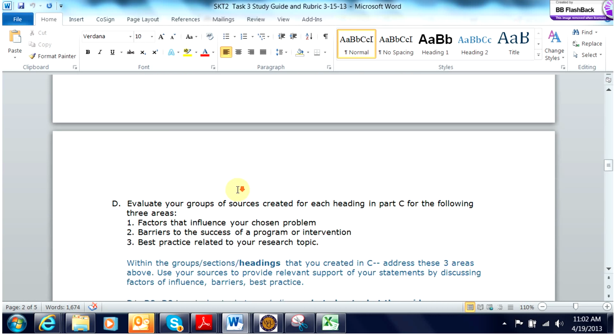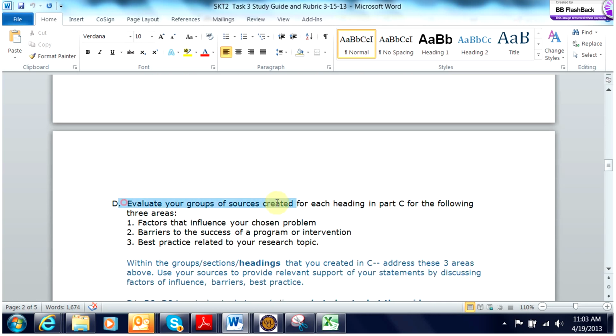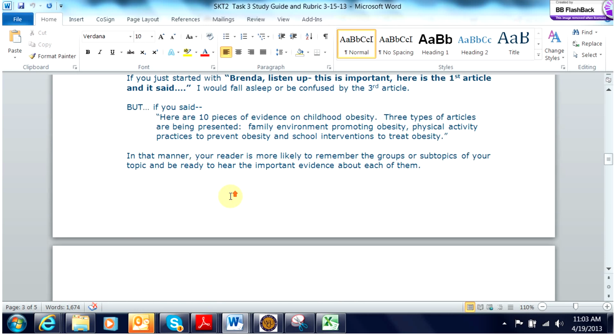Now, after you take those pieces apart and present them, your groups have factors, barriers, and best practices that are similar. So I would present the factors related to family environment, the barriers, the best practices, what we know from this evidence. Not what I know from my thoughts or my knowledge, but what the evidence is telling us. I would present on these 3 topics.